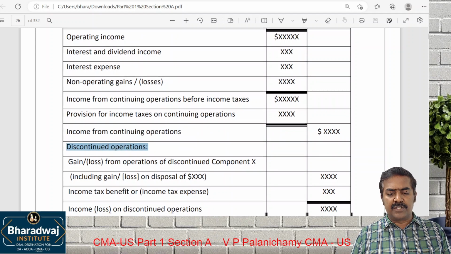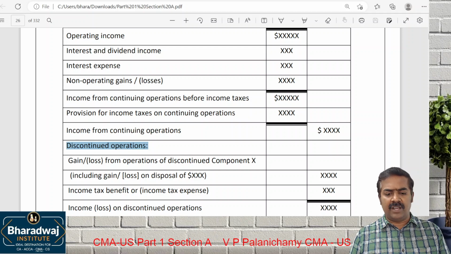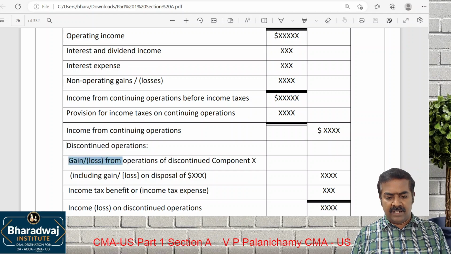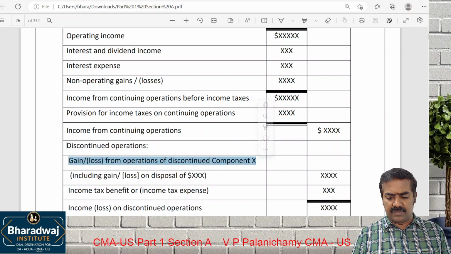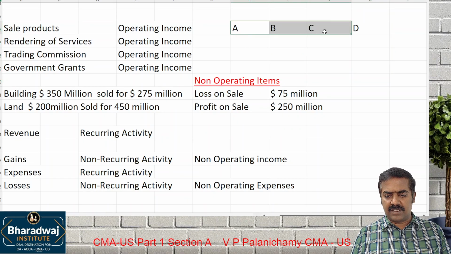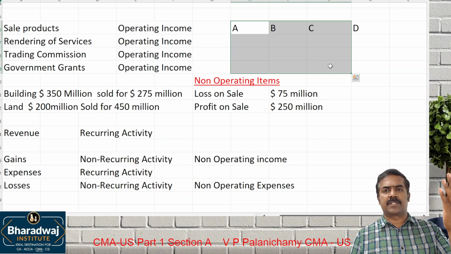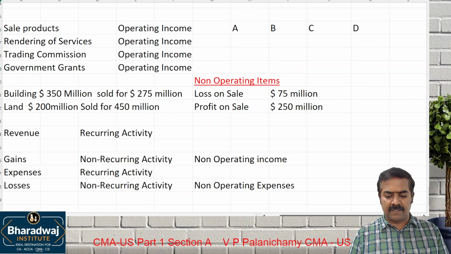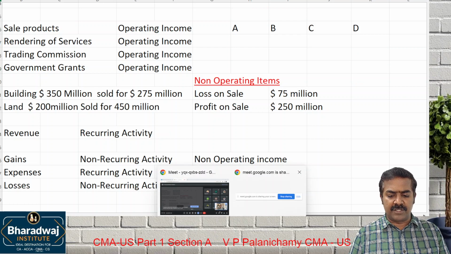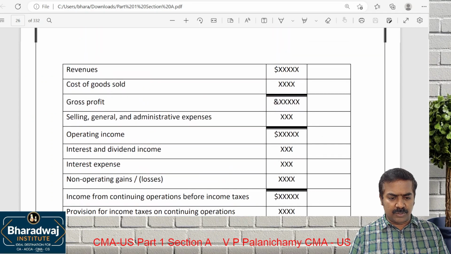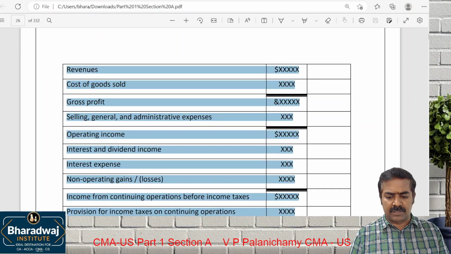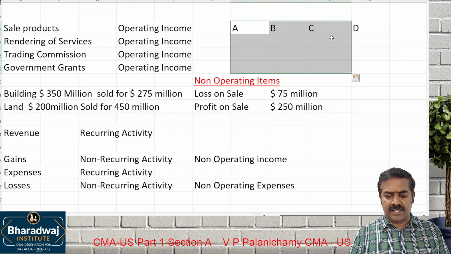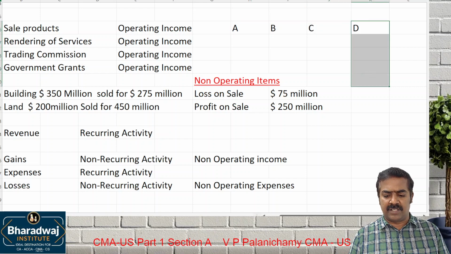During the year, if you discontinued any operation, disclose that separately. Gain or loss from the discontinued operation. For example, 3 businesses, A, B, C. They will come in the first part. It is continuing. So the first 3, A, B, C, you will disclose here. Then product D, as I said, we are going to discontinue the operation. That will be disclosed separately.